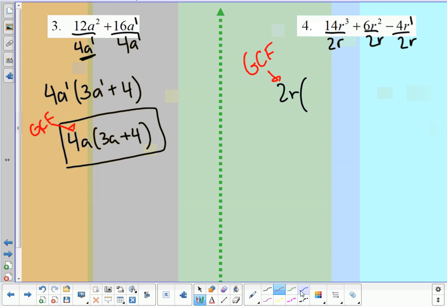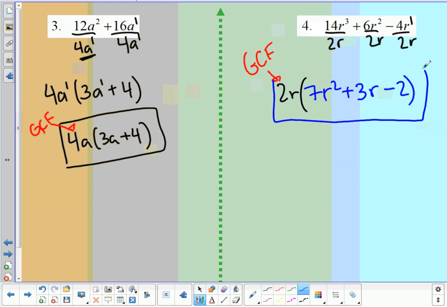Okay. So then what's left behind it is 14 divided by 2, which is 7. R to the third divided by r is r squared. If I have 3 r's on top, I get rid of 1 on the bottom. That's r squared. Then the 6r squared over 2r, 6 divided by 2 is 3. R squared over r is r. Then 4 divided by 2 is 2, and r divided by r cancels out. So this is my factored form of the expression.